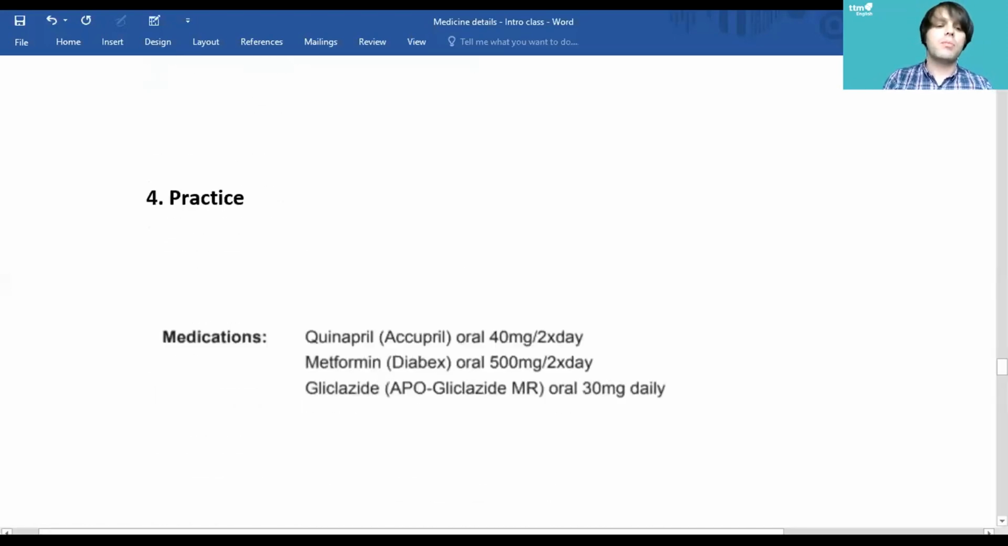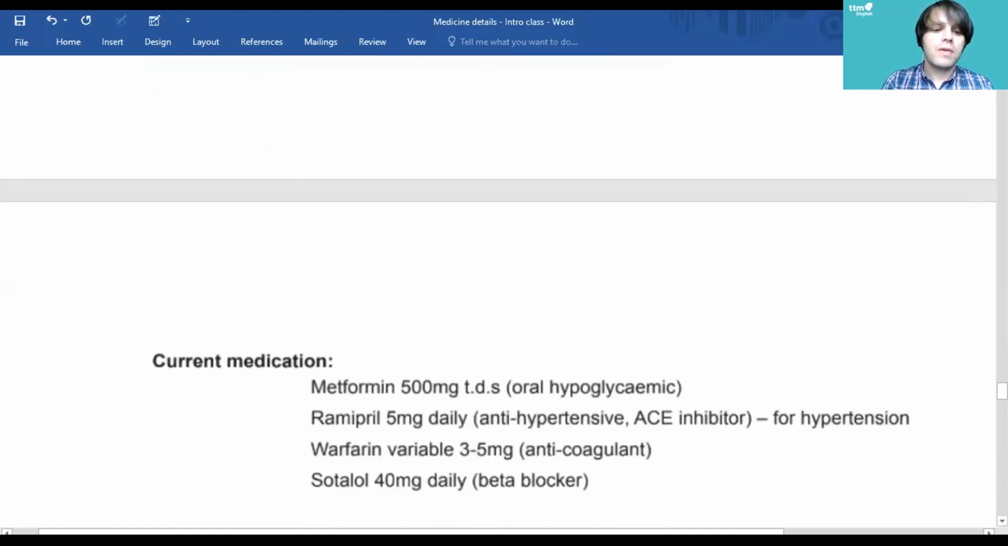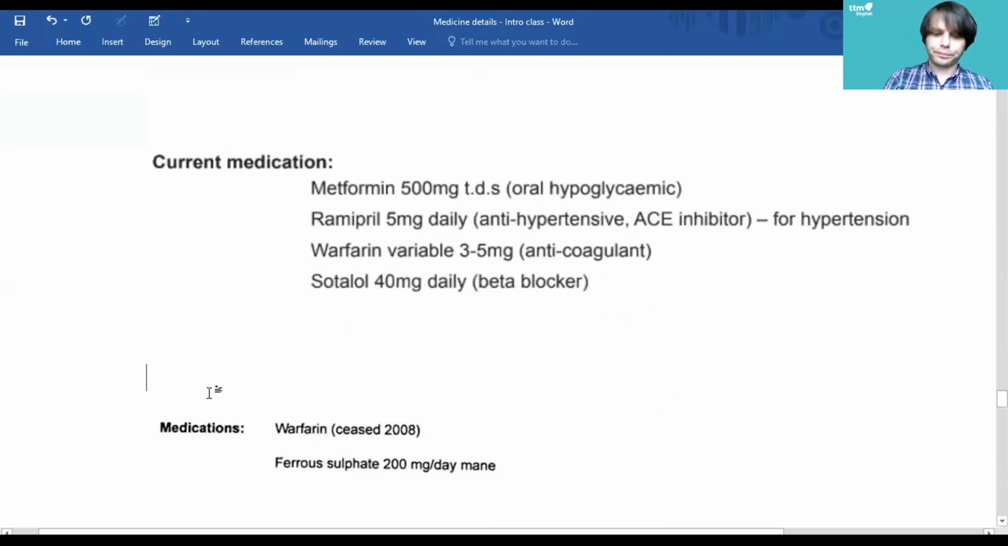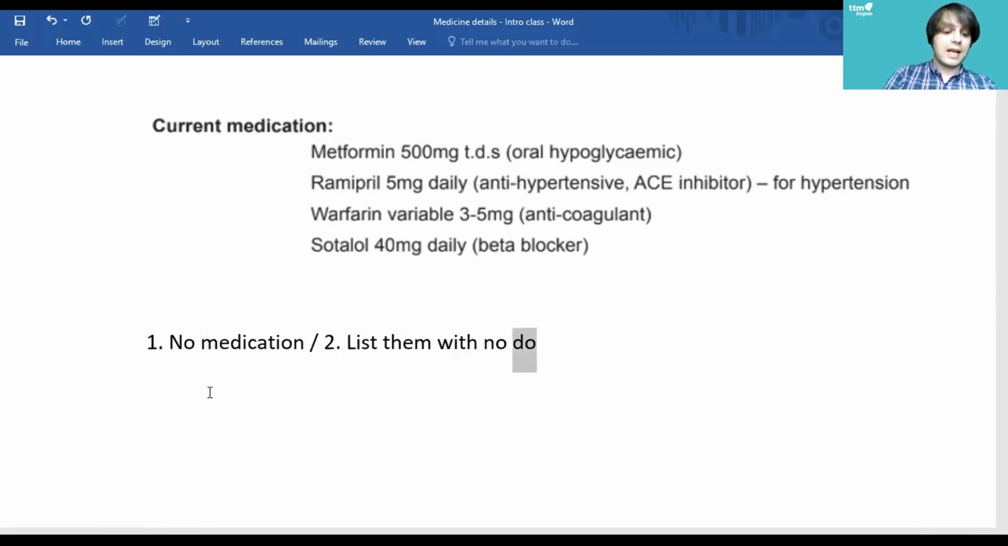Okay, I've got some more. So let's get cracking with some more. Here we've got quinapril. No, you've seen that one before. Here we've got a more tricky one. Okay. Now, I think this is from Peter Dunbar. So I think some of this is quite relevant. But I want to get Shiva on the line. Shiva, are you there? Yes, sir. Remember, there's 4 possibilities. No medication is needed, right? Yes. The second one was list them with no dosage, no details, right? What was the third one?